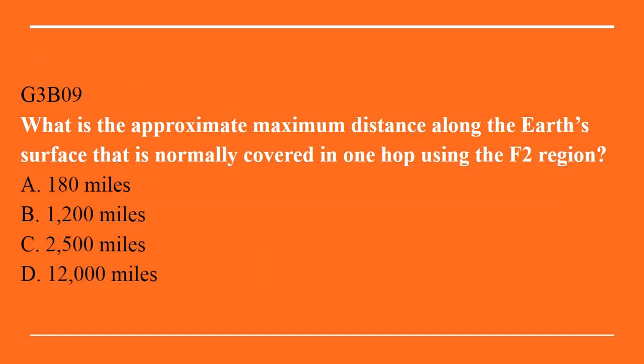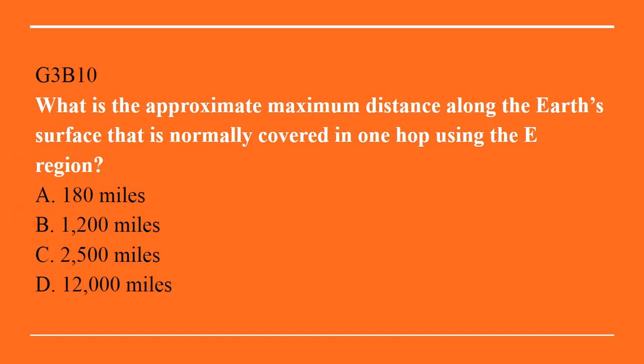G3B09. What is the approximate maximum distance along the Earth's surface that is normally covered in one hop using the F2 region? A. 180 miles. B. 1,200 miles. C. 2,500 miles. Or D. 12,000 miles. Correct answer here is C. 2,500 miles.